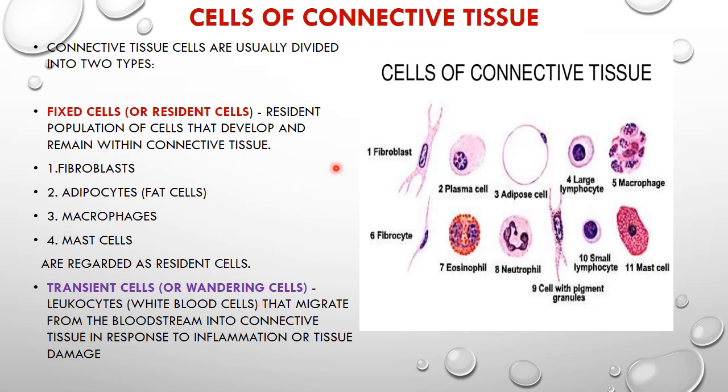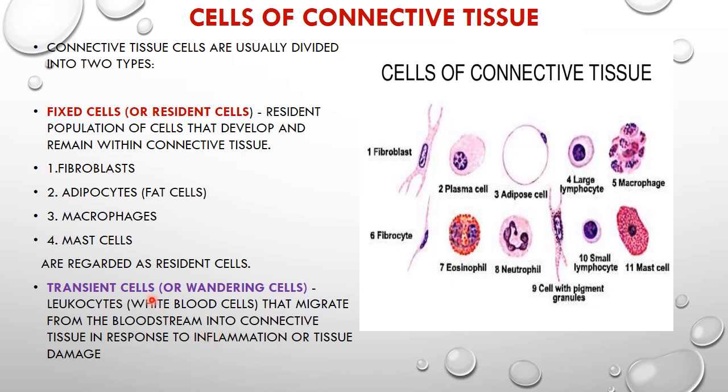Now, there are various types of cells present in the connective tissue, but these are basically divided into two types, that is the fixed cells or the resident cells and the transient cells or the wandering cells. The fixed cells, which are present in the connective tissue all the time, remaining in all types of connective tissue, are the fibroblasts, adipocytes, macrophages, and the mast cells. So these are the resident cells or the fixed cells of the connective tissue.